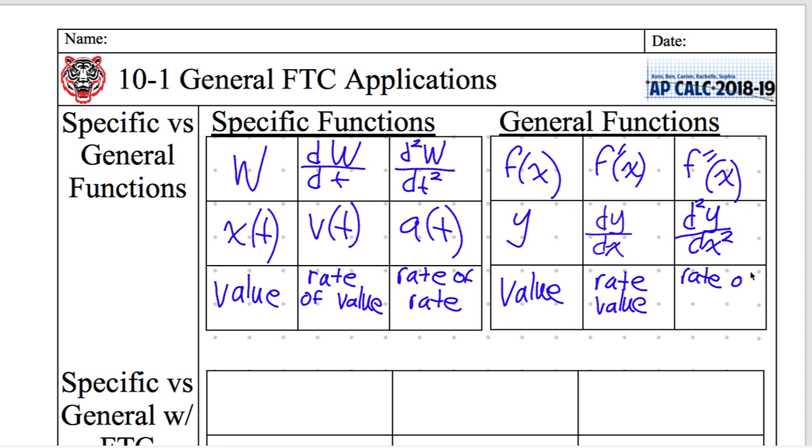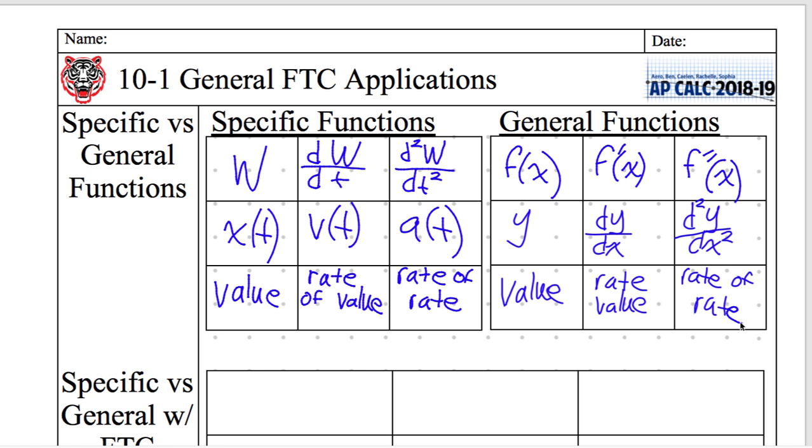What's the difference between specific functions and general functions, and functions with values? What a great question, yes. Can you ask the question again? What's the difference between specific and general functions with values?